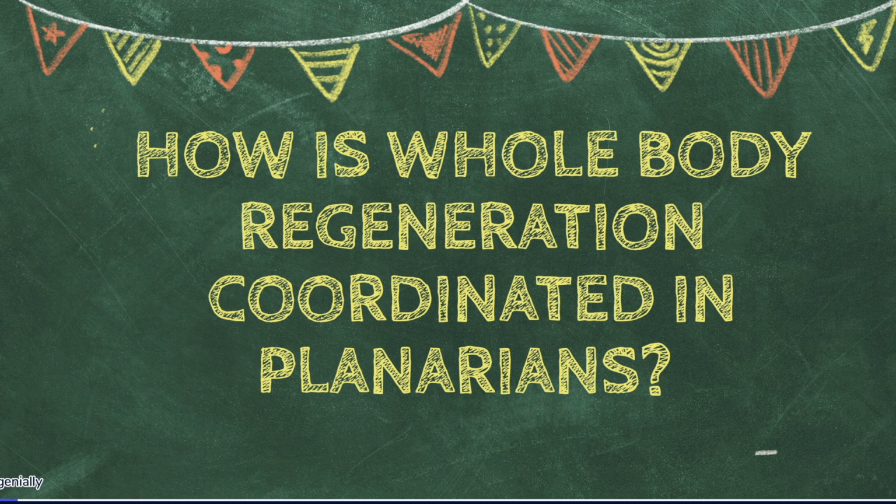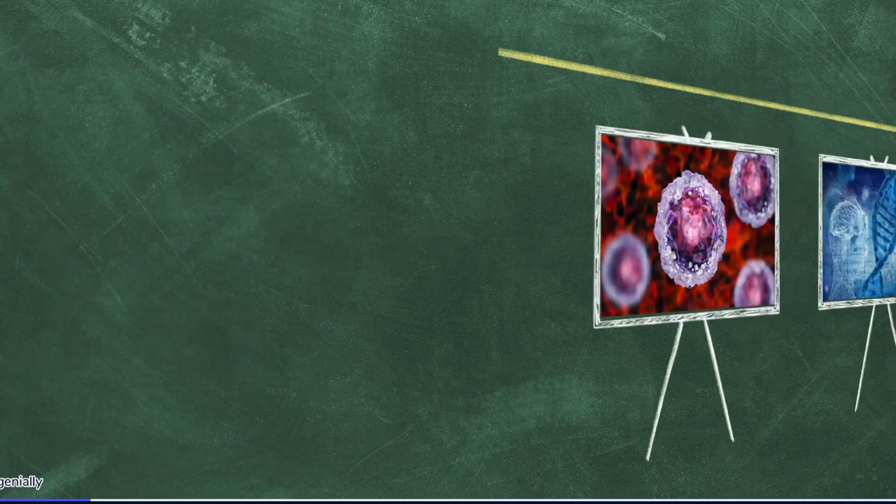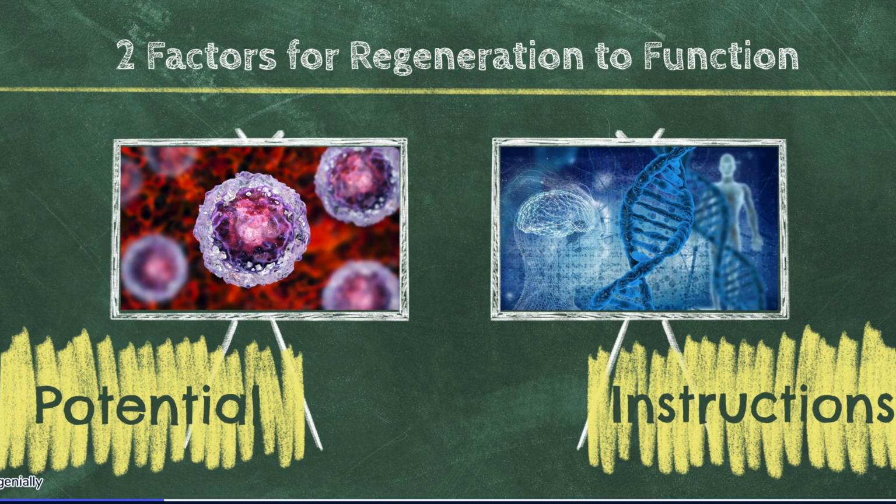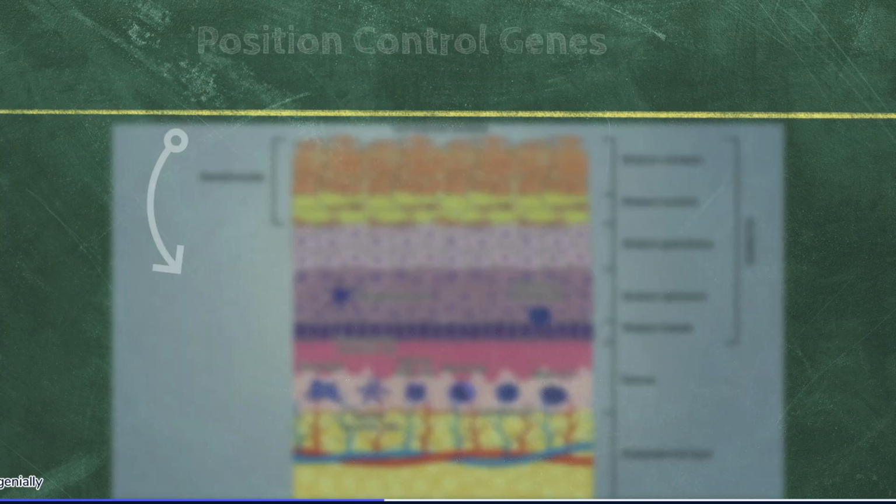How is whole body regeneration in Planarians coordinated? Regeneration requires two factors in order to function: potential and instructions. We already know pluripotent stem cells provide the potential to produce new tissues, but we can now discuss how PCGs, positional control genes, provide the instructions for controlling regeneration and tissue turnover.